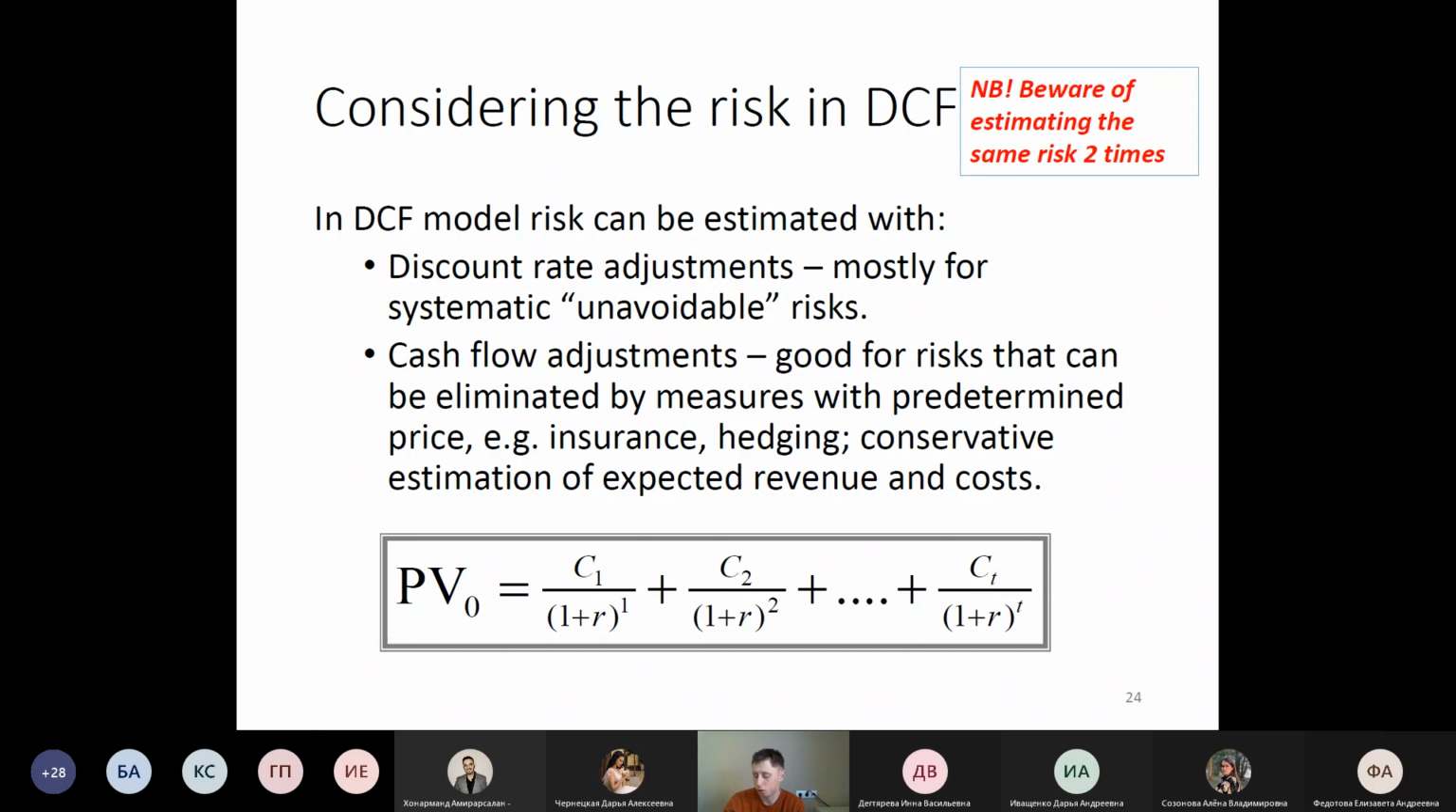When we estimate the risk, the general strategy is to identify different types of risk and make some adjustments in our cash flow estimation, but beware of estimating the same risks multiple times. So, for example, you might plan to have insurance or some hedging against exchange rate risk, then you shouldn't include it in, for example, the arbitrage pricing model when you would estimate the return. That's the one that goes to the discount rate.